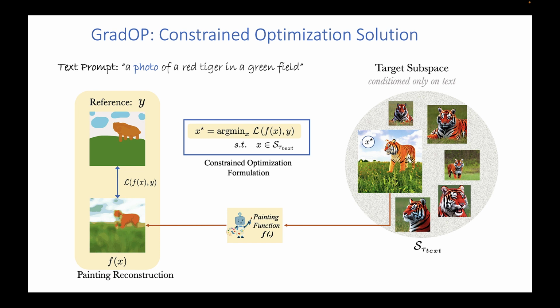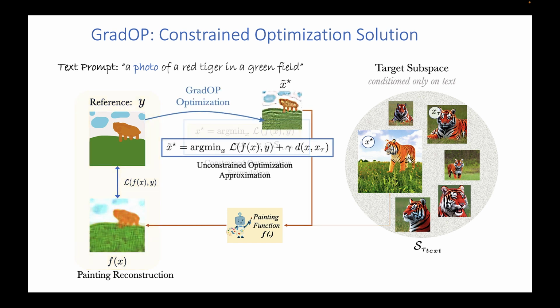While computing an exact solution of this optimization is not directly feasible, we propose a simple two-step approach towards obtaining an approximate solution. First, we solve an unconstrained approximation of the original optimization to obtain an initial estimate of the output solution, x star tilde. This x star tilde has two main properties. First, it is closer to the target subspace in the latent space C. And second, it still maintains faithfulness with the original reference input that is provided by the user.